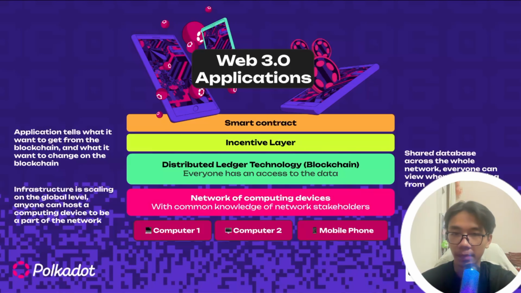I also want to mention a bit about Web3 applications. In the architecture of a Web3 application, we have the smart contract, the incentive layer, distributed ledger technology, and network computing devices. As we mentioned, we have nodes that participate in the network and validate the transactions on the network. All those nodes are computers or mobile phones participating in the network of computing devices, with the common knowledge of the network stakeholders. The infrastructure is scaling on a global level. Anyone can host a computing device to be a part of the network.